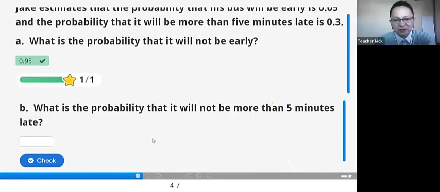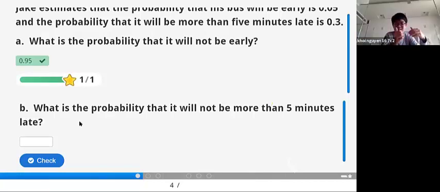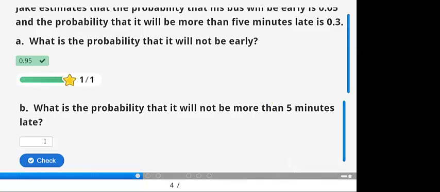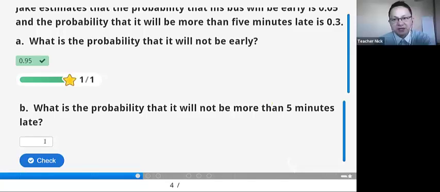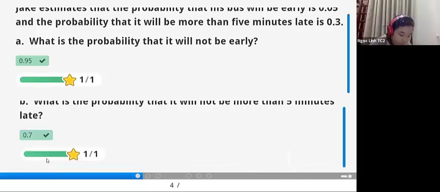What is the probability that it will not be more than 5 minutes late? 0.7. How did you get 0.7? I take 1 minus 0.3. All right, 1 minus 0.3 is 0.7. Let's check. 1, 2, 3. Okay, very good. Correct.